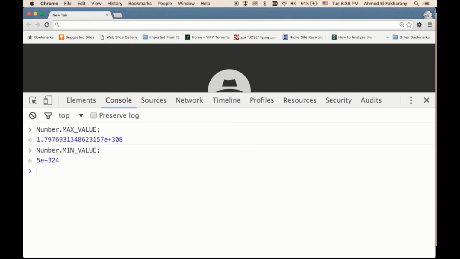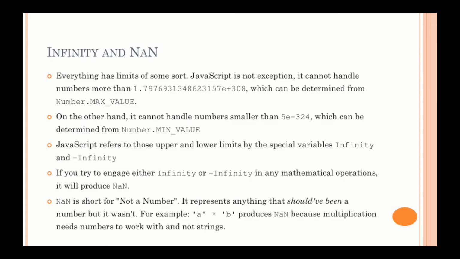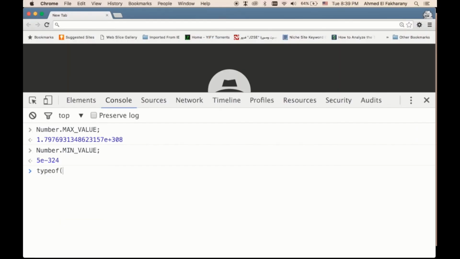So these are the upper and lower limits of JavaScript, but they are referred to as Infinity and minus Infinity. If you type typeof and you type Infinity, this is a special variable name. Infinity is a built-in variable name in JavaScript, and it refers to this number, just this number. If you type typeof Infinity, it is a number. This is considered a number, and it refers to this huge number. The same thing holds if you type minus Infinity. It is also a number that refers to that minimum value that JavaScript is capable of working with.